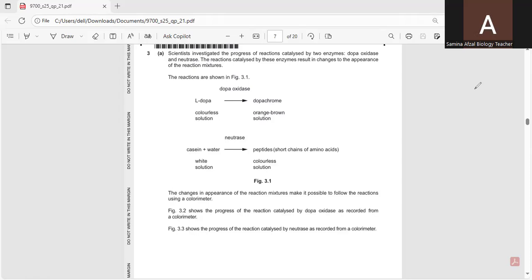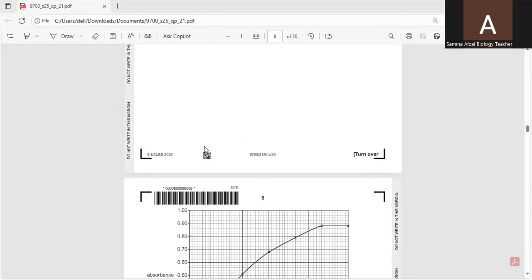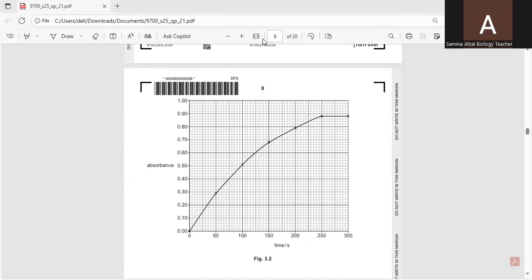Figure 3.2 shows the progress of the reaction catalyzed by DOPA oxidase as recorded from a colorimeter, and figure 3.3 shows the progress of the reaction catalyzed by nuclease as recorded from a colorimeter. So both of these reactions have been shown in the form of graphs, which you can see over here on the next page. First of all, graph 3.2, which has taken place in the presence of DOPA oxidase enzyme.